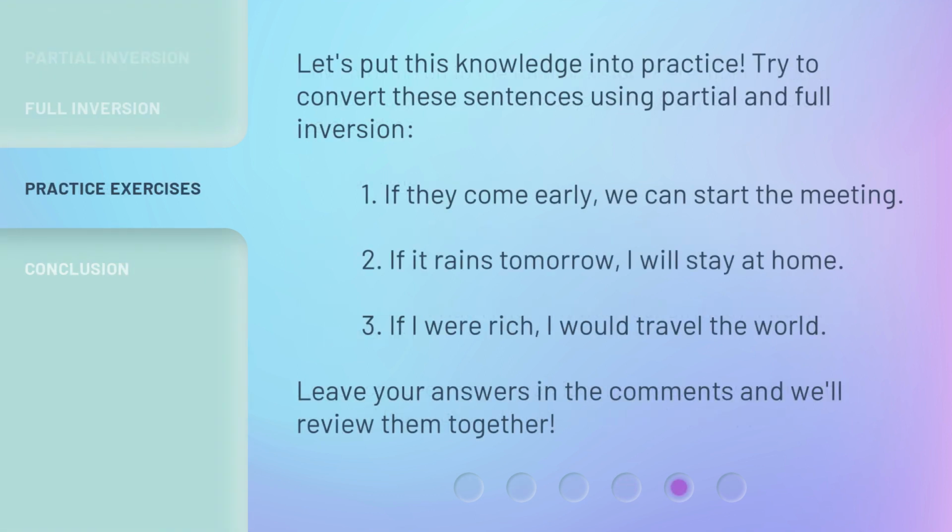Let's put this knowledge into practice. Try to convert these sentences using partial and full inversion. 1. If they come early, we can start the meeting. 2. If it rains tomorrow, I will stay at home. 3. If I were rich, I would travel the world. Leave your answers in the comments and we'll review them together.